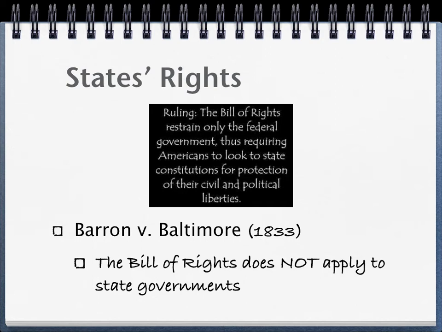This case is going to be overruled. Later in our course, in Unit 5, we're going to talk about something that takes precedence over this, but you do need to know that once upon a time, from 1833, Barron versus Baltimore, the Bill of Rights originally did not apply to state governments. It does today, but originally the Bill of Rights did not apply to state governments.